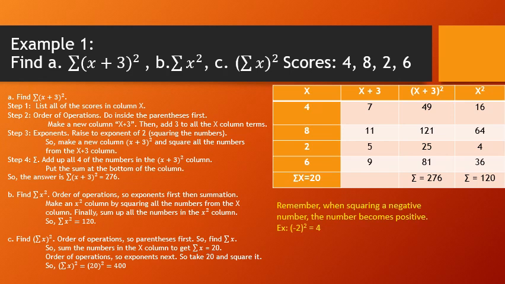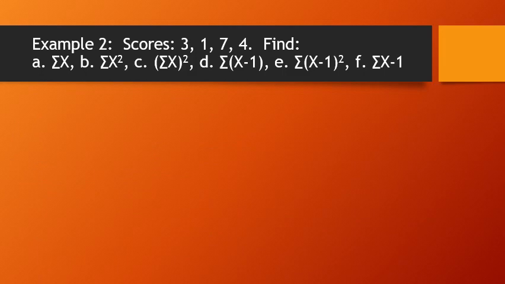And remember, when you square a negative number, the number always becomes positive. So if I had negative 2 squared, my answer would be positive 4. Here's another example. Pause the video, see if you can make your table using these 4 scores, and see if you can work part A through F, and then open it back up and see if you got the same answers I did.